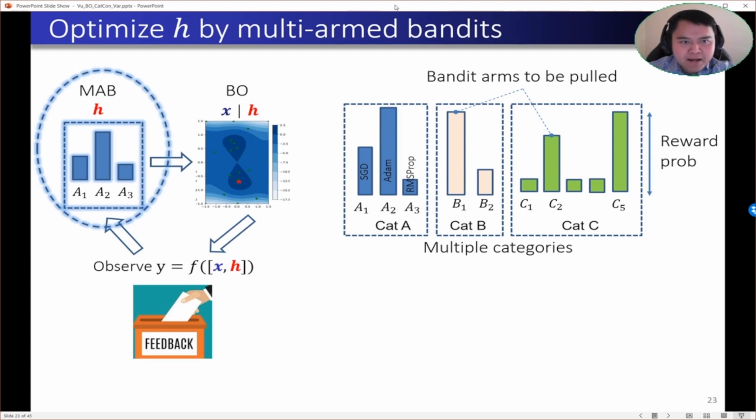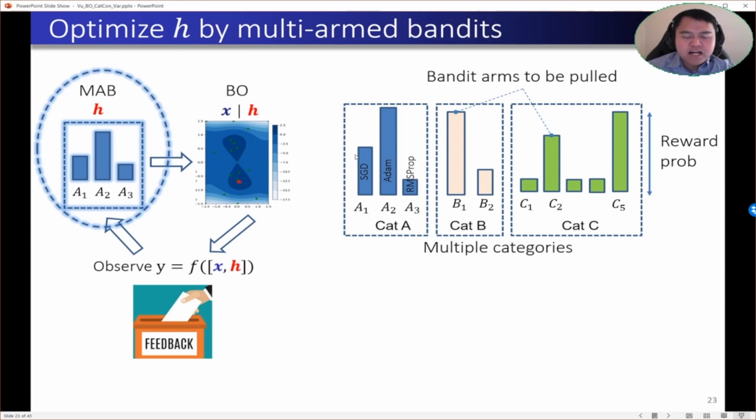Particularly, when using multi-arm bandit to select the categorical variables, we need to define the arm and the reward probability for each arm. Here, each optimizer will correspond to an arm, such as SGD will be the first arm, Adam will be the second arm, and RMSprop will be the third arm. The reward probability will be considered as the classification performance when we use SGD. And then multi-arm bandit will balance between exploration and exploitation to select the best arms.